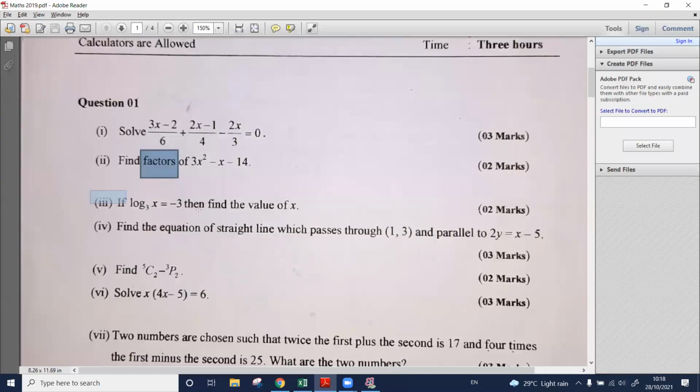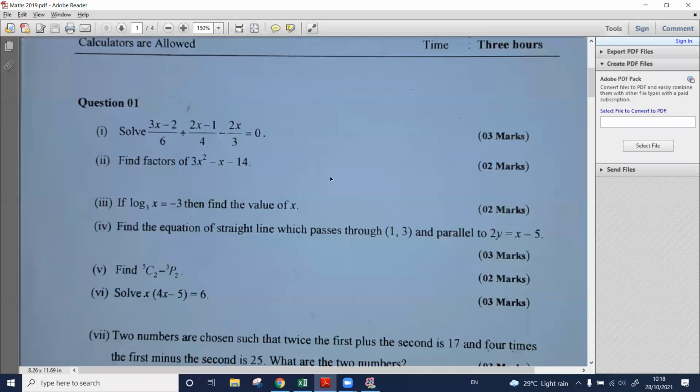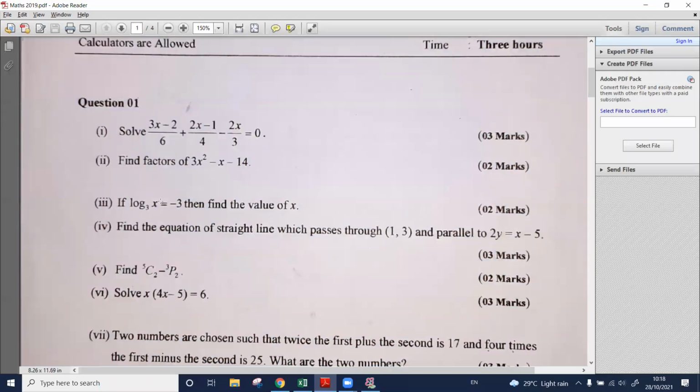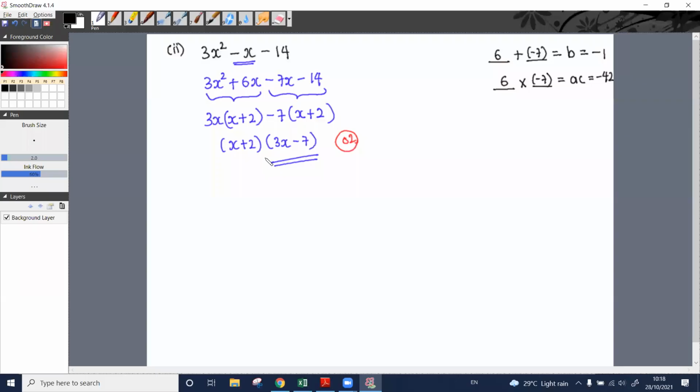Part 3. If log x to the base 3 equals minus 3, then find the value of x. How can we do this?